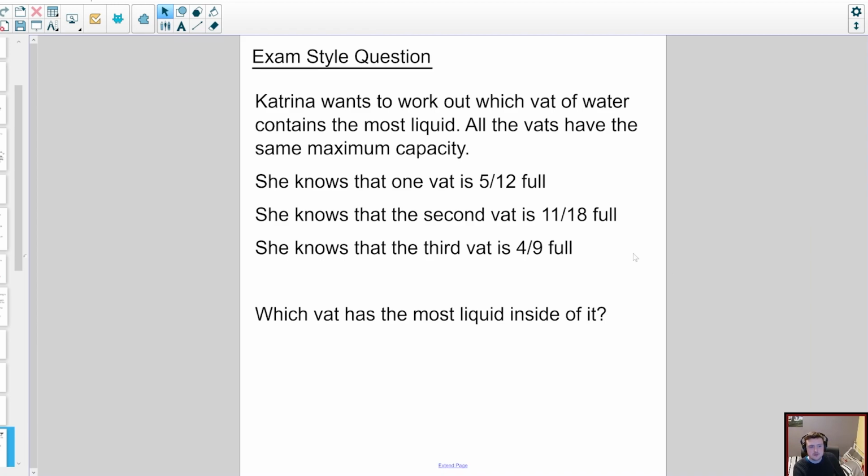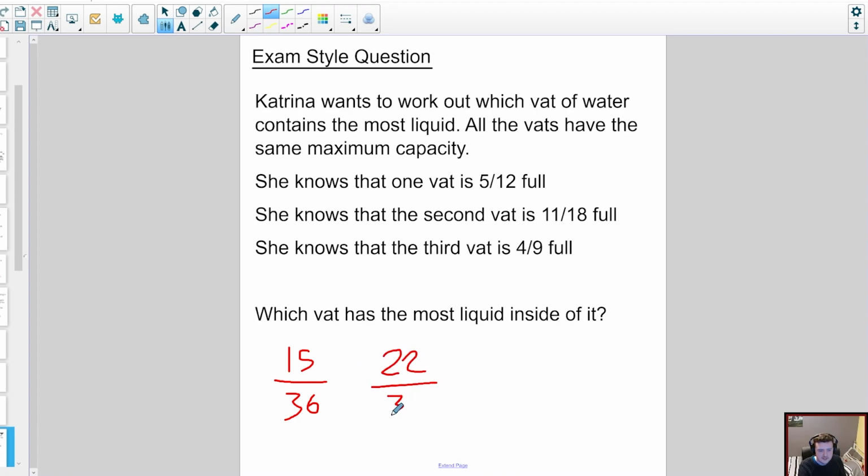Okay, so what I'm going to do in this sort of question is something similar to ordering my fractions, where I work out what bottom number goes into each one. In this case, I can work out that 36 once again goes into each one. So how many 12s in 36? Well, it's 3. So our answer here is going to be 15 out of 36. How many 18s go into 36? Well, 2 18s is 36. So 11 times 2 is 22 out of 36.